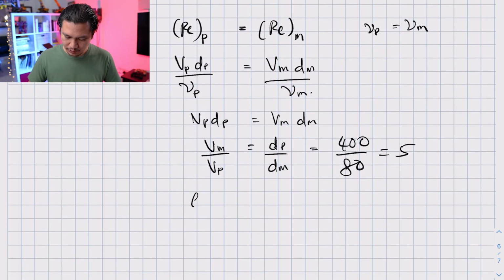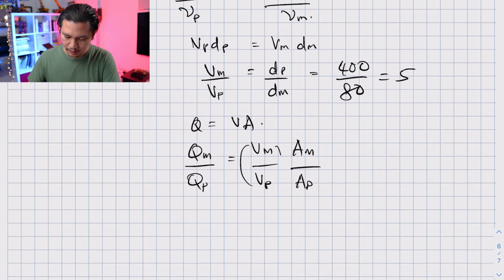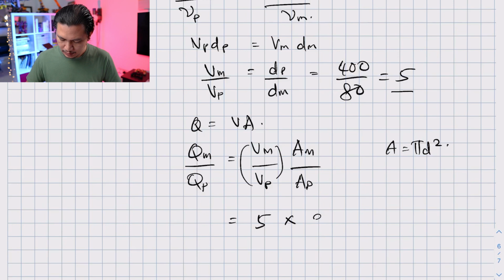Flow rate Q equals velocity times area. And if I arrange this in terms of ratio, so this is Q of the model divided by Q of the prototype must equal the velocity model divided by velocity prototype times area model divided by area prototype. And Vm over Vp is 5. This is equal to 5 times area of the model divided by area of the prototype. Area is equal to pi d square. So this becomes d model square divided by d prototype square.